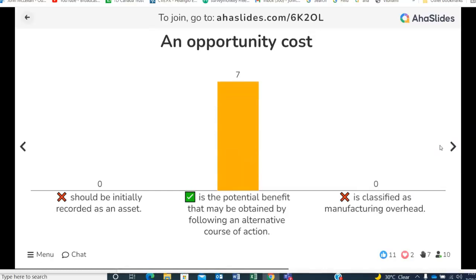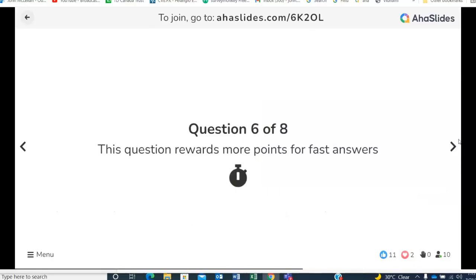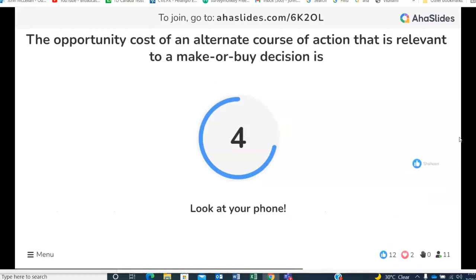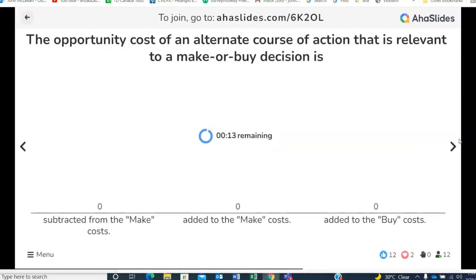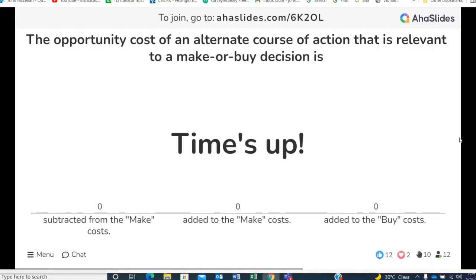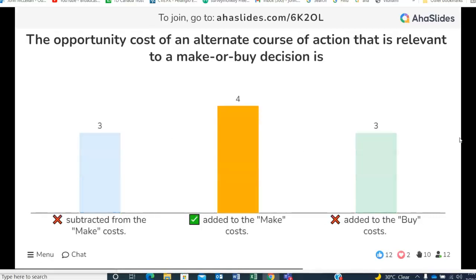Yeah, very good. That's an opportunity cost. Question 6. Opportunity cost of an alternate course of action relative to a make or buy decision is subtracted from the make costs, added to the make costs, or added to the buy costs. Right. You add it to the make because you are foregoing revenue if you do the make alternative. So it's a cost. It's revenue you're not going to get. So we call that a cost, and it's an opportunity cost.